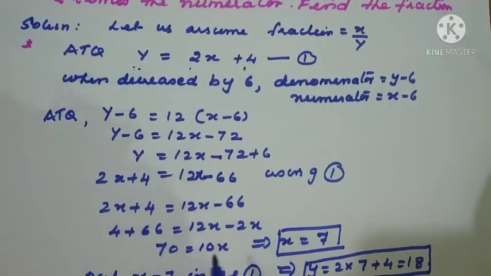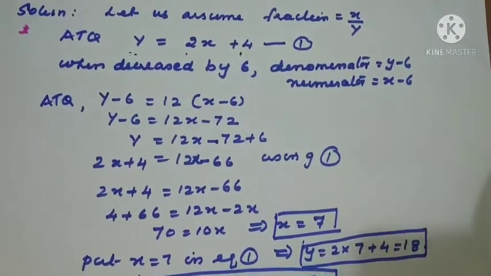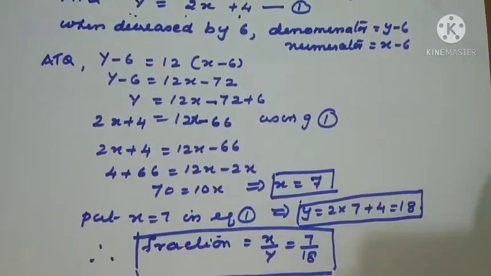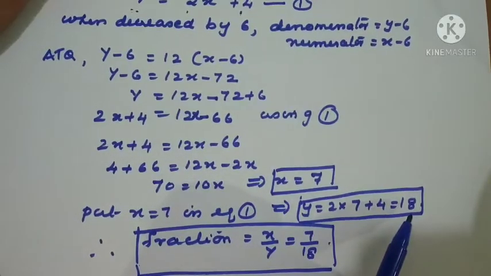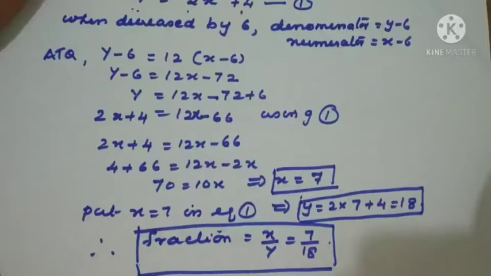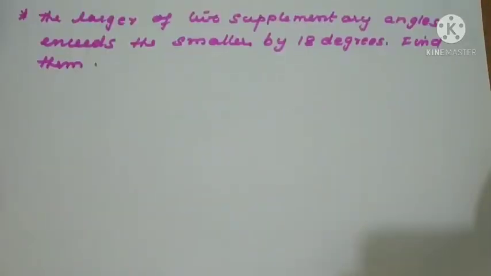Expand and we are calculating y. We are replacing y and calculating x. So what is the first value for x? We got x equal to 7. Later, what is the stage? We have to calculate y by putting the x value in the first equation. So we got 18. So the fraction is 7 by 18.